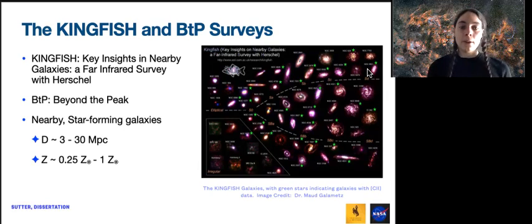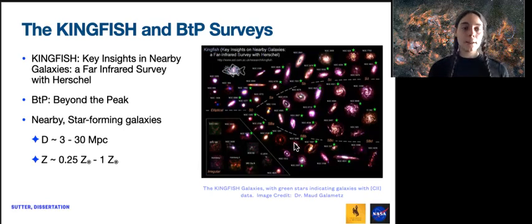Only a subset of those have the full wavelength range that I need to perform my analysis. So those are the ones indicated with green stars. And you'll notice that those all tend to be spiral galaxies, so they're all star-forming galaxies. So I don't have any ellipticals or dwarfs in my sample.